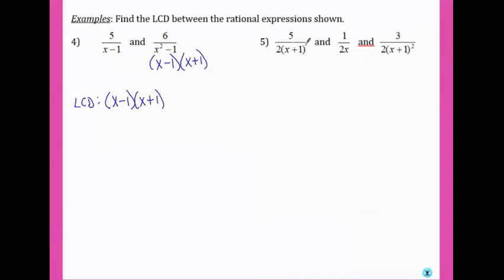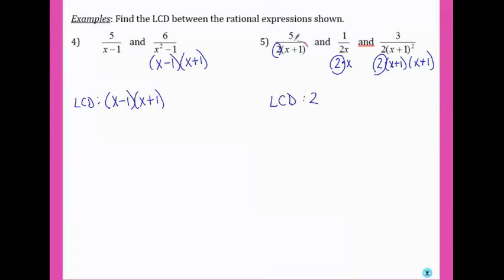In example number 5, the denominators are already factored, but just a reminder, this means 2 times x, and this means 2 times x plus 1 times x plus 1. So since they all have a 2, we know that needs to be in our LCD.